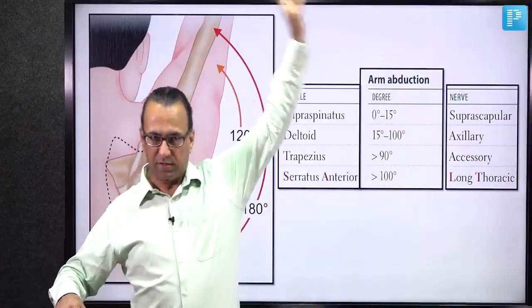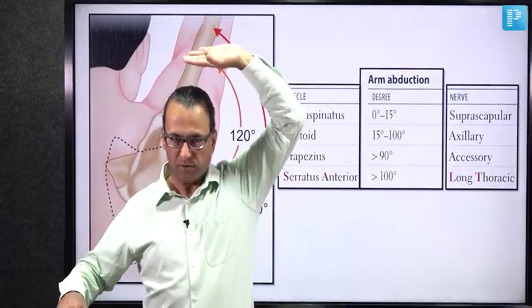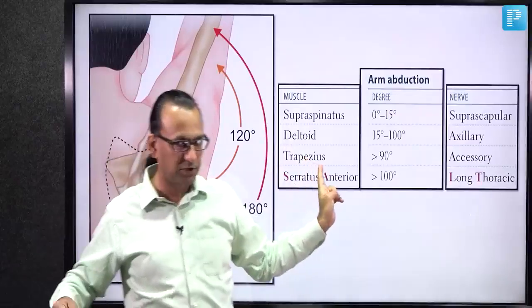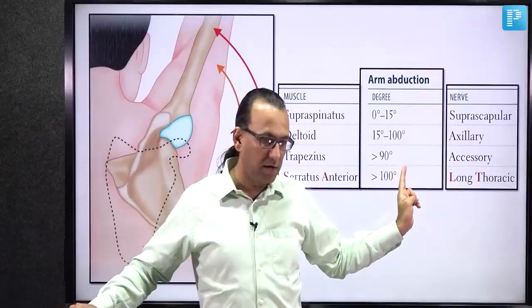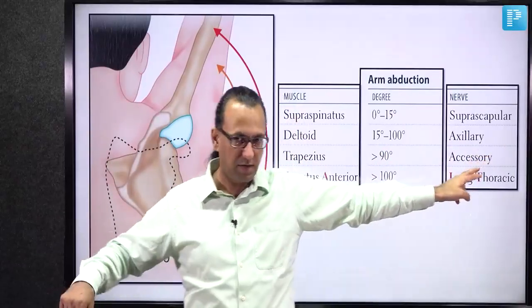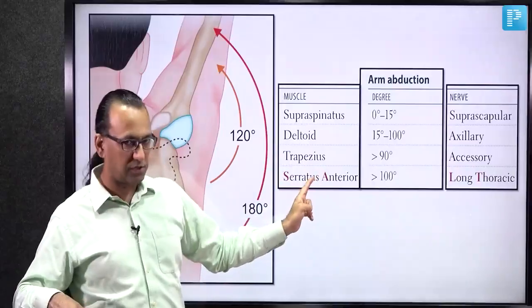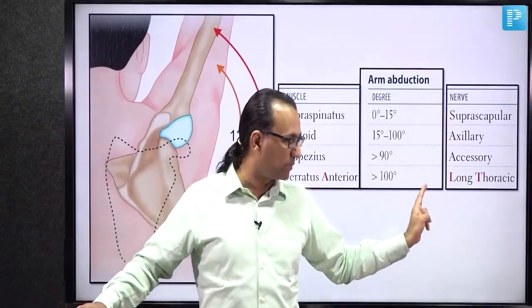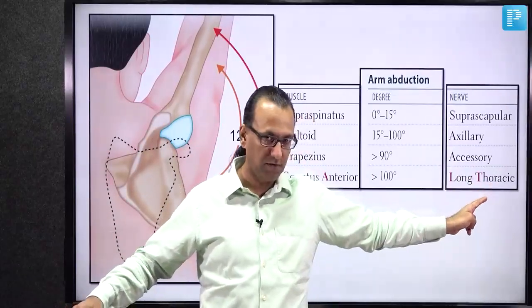When it comes beyond that, that is the overhead abduction, you need two muscles. One of that is the trapezius, which is taking it from more than 90 degree to 180 degree. That is supplied by spinal accessory nerve, assisted by serratus anterior, which is also working 90 degree to 180 degree, supplied by long thoracic nerve to serratus anterior.